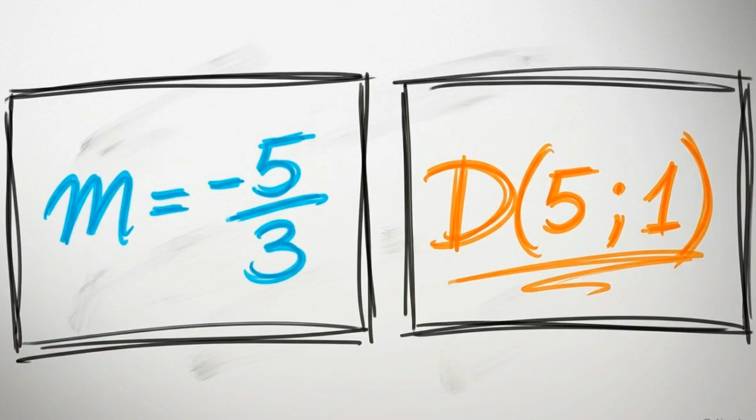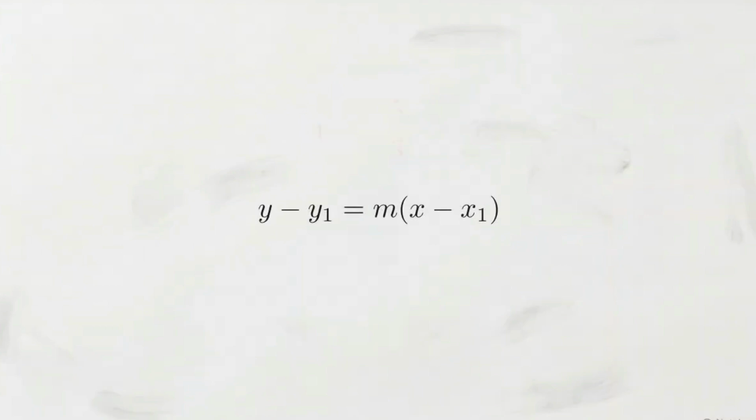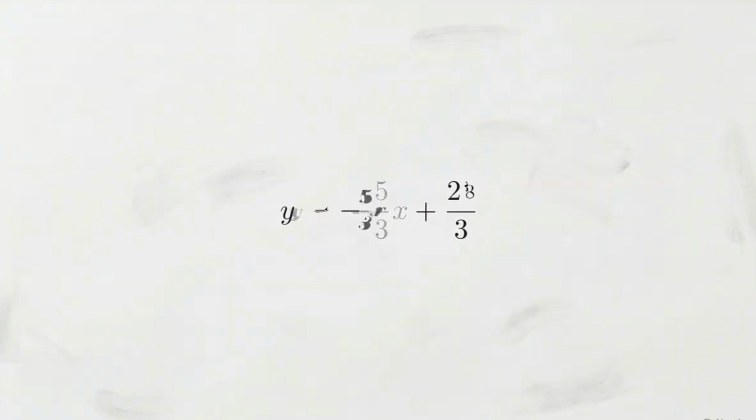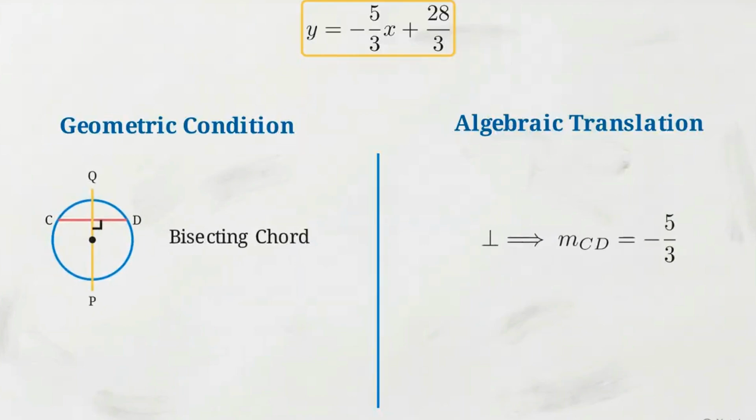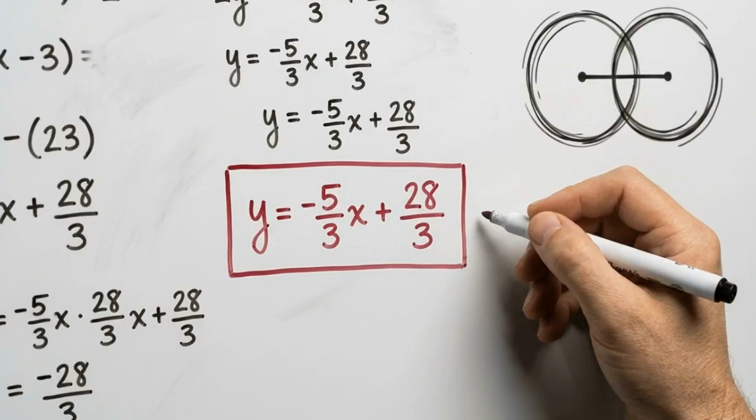We have gathered our necessary values, a gradient of -5/3 and the point 5, 1. By substituting these into the point gradient formula and simplifying, we find the final equation, y equals -5/3 x plus 28/3. Our strategy treated geometric descriptions as translations. Bisecting a chord indicates perpendicularity, while vertical lines indicate shared coordinates. Conquering multi-layered problems depends on your ability to translate geometric conditions into actionable algebraic data.